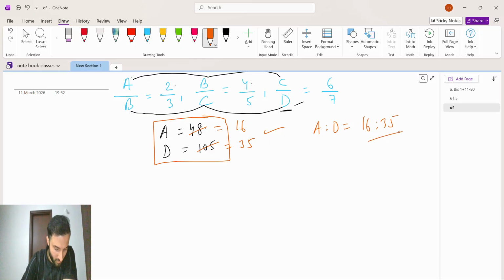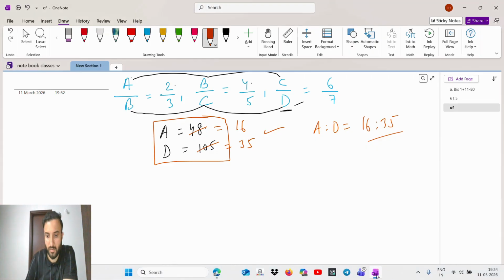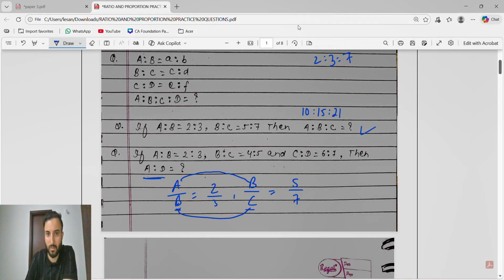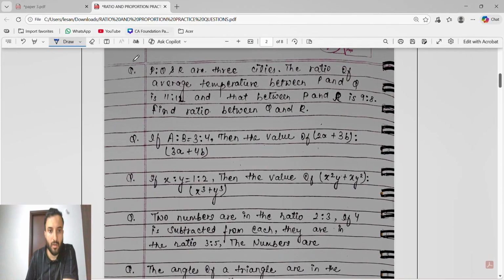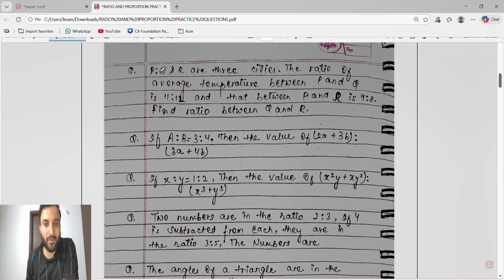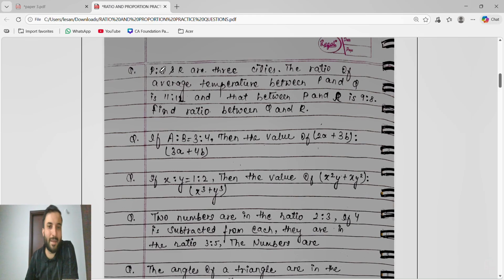Okay, now next thing. Done this part. Hold your breath. This is a very repeated question, like this we already did in the class also. Easy peasy. See, P is to Q.